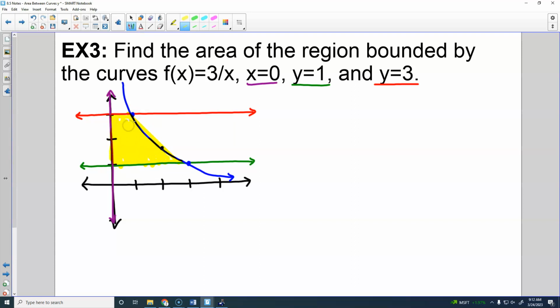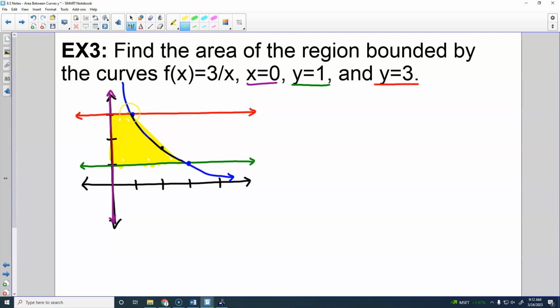Okay, so you do not have to do this problem in terms of y. You can do this problem in terms of y, and I would argue that it might be easier to do it in terms of y. But you don't have to, because we can use this in terms of x's, but we're going to have to break it up.